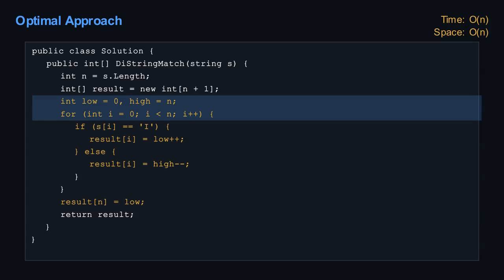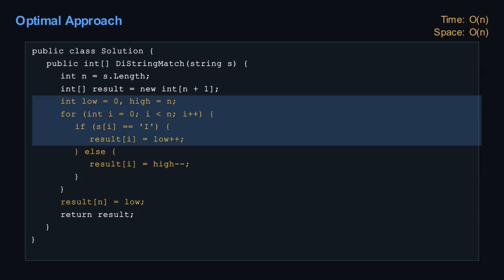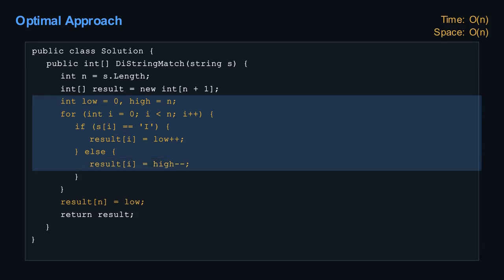We use two pointers, low initialized to 0 and high initialized to n, the length of the string. We iterate through the input string. If we see an I, we place the current low value into our result array and increment low. If we see a D, we place the current high value into our result array and decrement high. After iterating through the entire string, one number will be left over, either low or high, which will now be equal. We place this remaining number at the very last position of our result array.